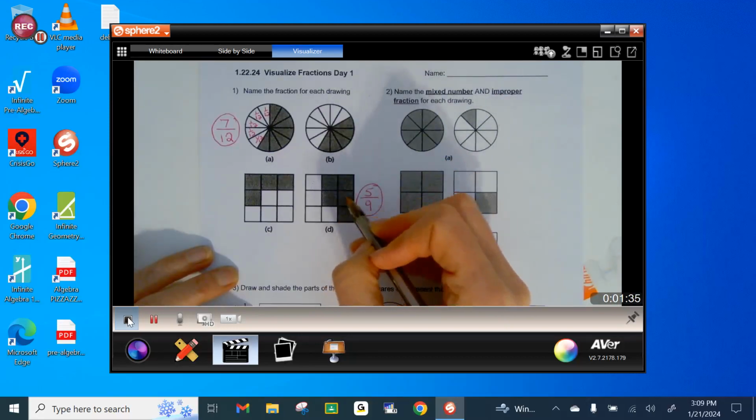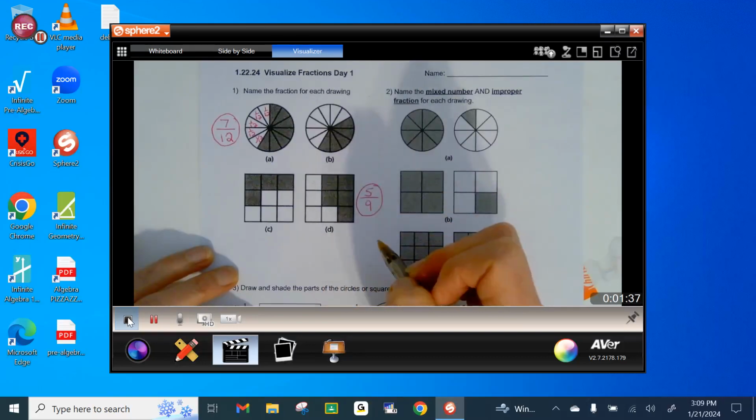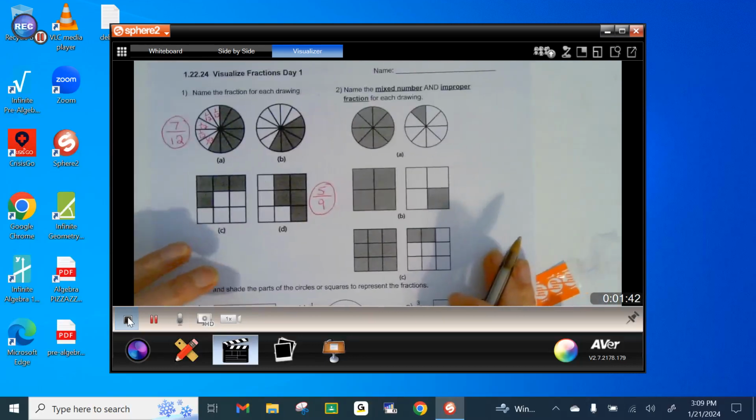We have 1, 2, 3, 4, 5 out of the 9. 5 out of 9 shaded. Okay, so you're going to do B and C. Number 2.